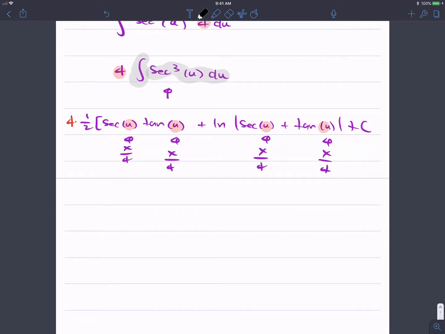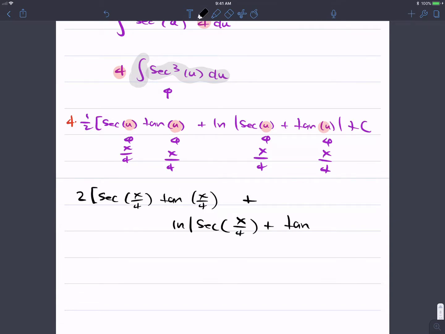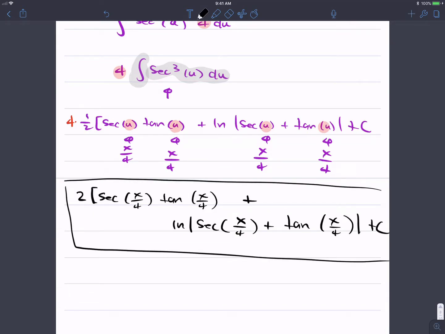We'll try to fit it in. 4 times 2 is really going to be 2 times secant x over 4 tangent x over 4 plus, we'll put it down here, natural log absolute value of secant x over 4 plus tangent of x over 4 plus that constant. So sometimes they don't fit as nice as we'd like. Anyway, here's how this problem would look.